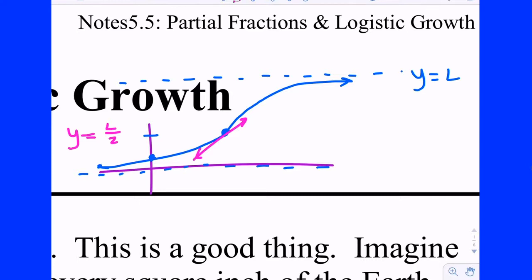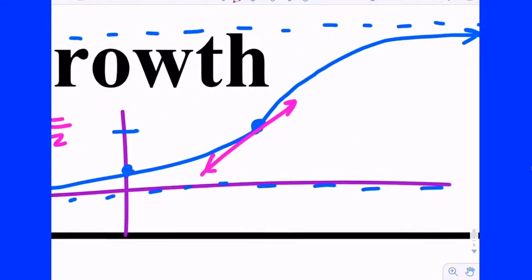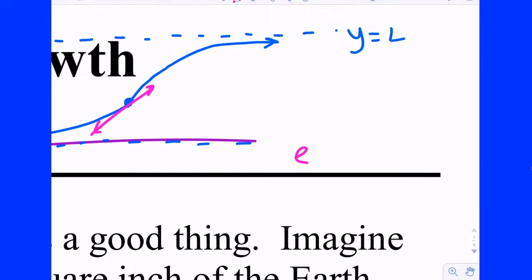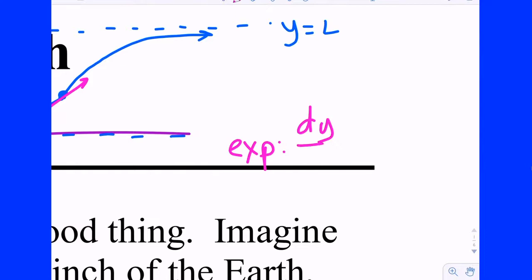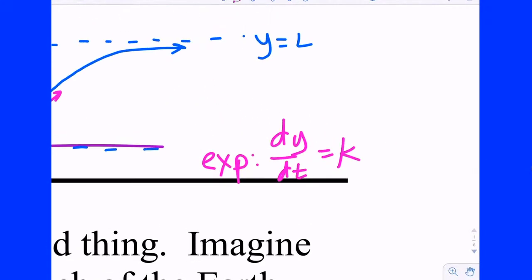So if we kind of try to quantify this, remember what makes a purely exponential function exponential. The rate of change of the y value with respect to time was directly proportional to what? Remember the sect equation? It was directly proportional to y itself. So the bigger y is, the bigger the rate of change, and the faster the rate of change, the more y you're going to get. And they were directly proportional to k.